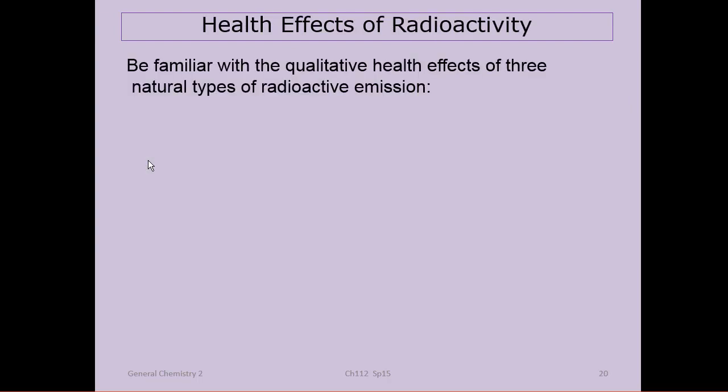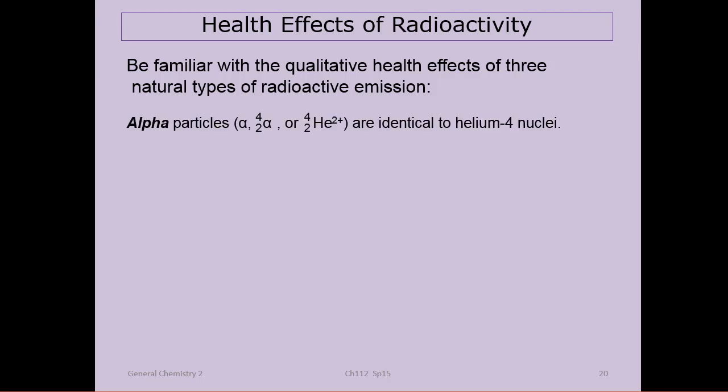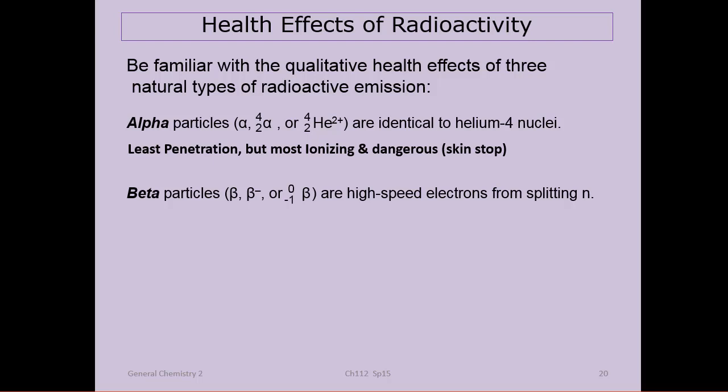I'd like you to understand qualitative health effects from 3 natural types of radioactive emission. The first one is the alpha particle. It's identical to the helium-4 nucleus. You know it's a very large, massive particle. It's the largest of the ones you study. And the way to think about it in terms of health effects, it has the least amount of penetration. You can block it with just your skin, or a piece of paper would even block an alpha particle. But the problem is that if you ingest it or get it inside your body where there are live active cells, it can do massive damage because it is the most ionizing. It is a +2 charge flying through space.